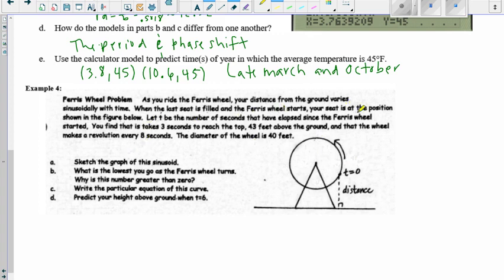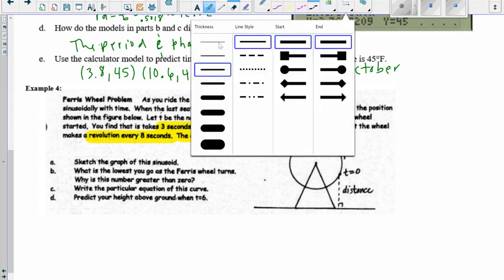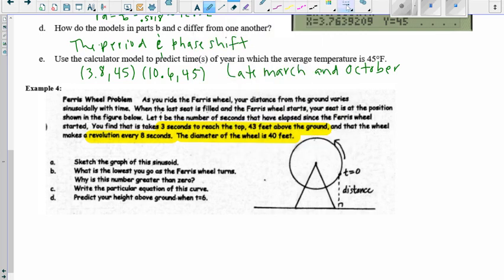Let t be the number of seconds that have elapsed since the Ferris wheel started. You find that it takes 3 seconds to reach the top, 43 feet above ground, and that the wheel makes 1 revolution every 8 seconds, and the diameter of the wheel is 40 feet. So that's the important information that we need from our problem. So let's go ahead and look at this.